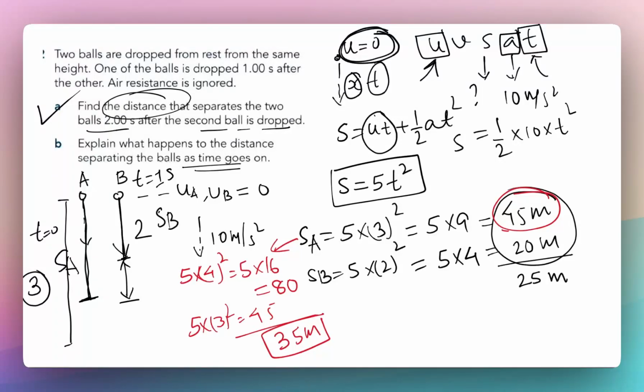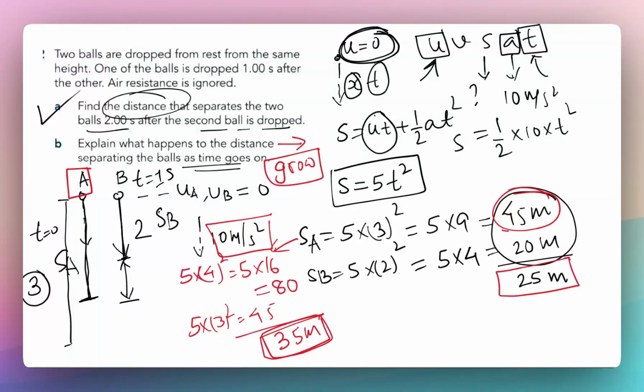As you can see, the distance between them was earlier 25 meters, and now it has increased to 35 meters, which means that as time passes, the distance separating the balls is going to grow. Why is this happening? Because of the acceleration. The more time you spend accelerating, the faster you move. Ball A started experiencing the acceleration of 10 meters per second squared 1 second earlier than ball B, and hence ball A will travel more and more distance, and the difference between the distances traveled will keep on increasing.